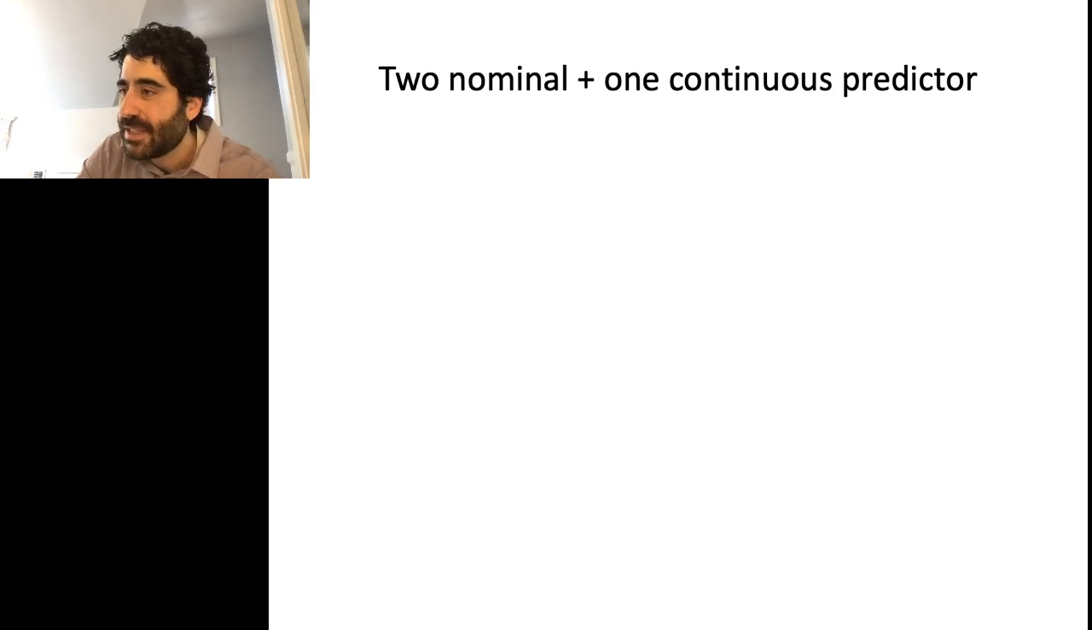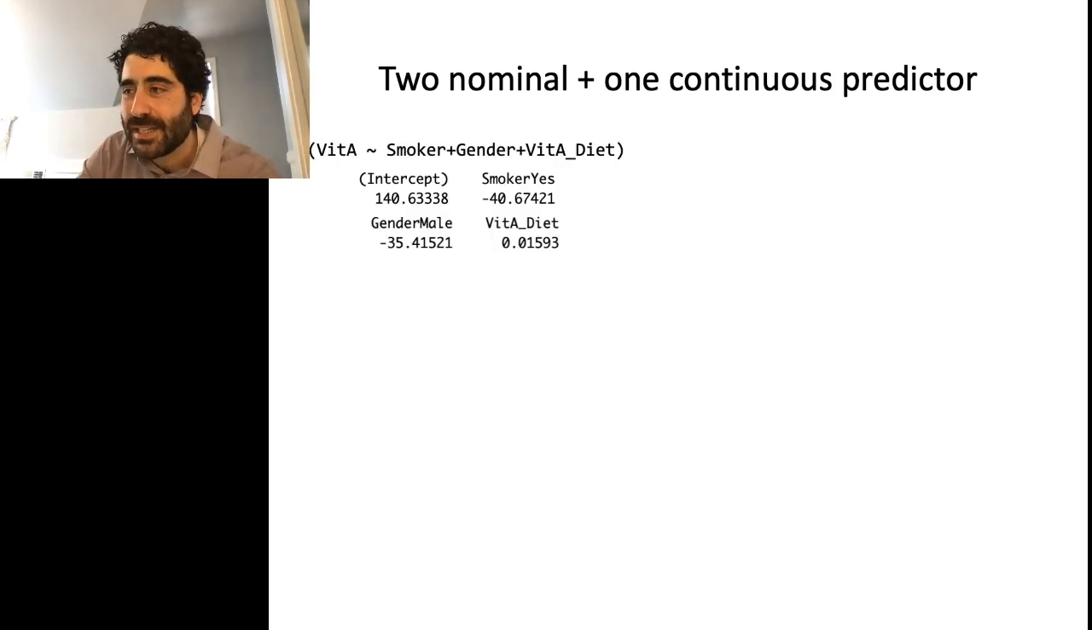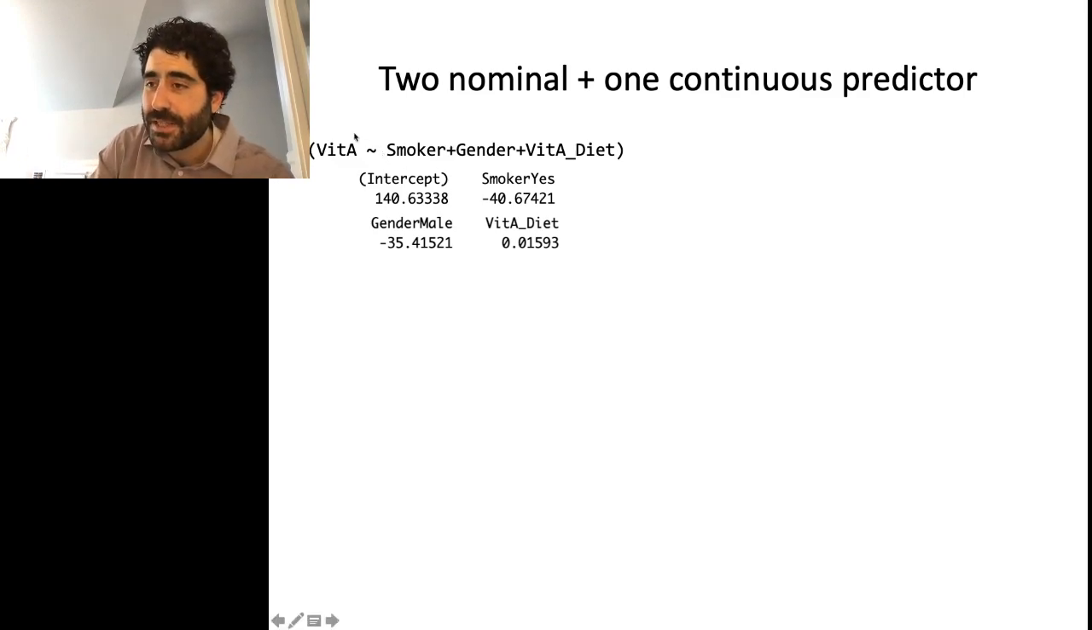Okay, so let's make this a little more complicated by adding a continuous predictor. So now we're going to use both whether someone's a smoker or not and what their gender is, and we're going to ask them how much vitamin A they're getting in their diet. And remember, this is a continuous thing. So now our model in R looks like this: we start out by predicting 140. There's a smoking penalty, there's a being male penalty, and then this here is a slope, which says that for every unit of vitamin A in your diet, we're going to increase our prediction about your bloodstream vitamin A by 0.0159.